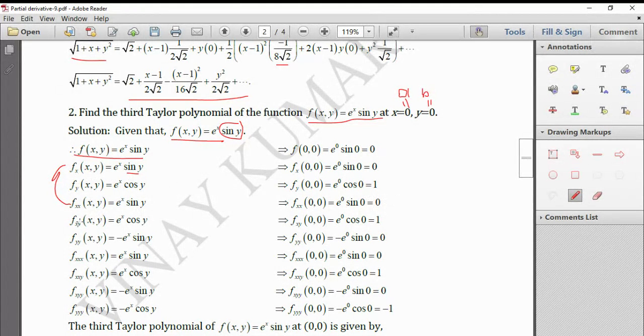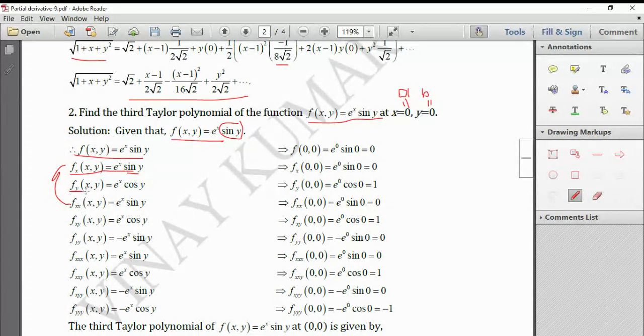Next, we need fxy. So we have to differentiate fx with respect to y. When you are differentiating with respect to y, your x is constant. So e to the power of x is constant. Derivative of sine y is cos y. Therefore, fxy at 0, 0 is e to the power of 0 into cos 0. e to the power of 0 is 1. Cos 0 is also 1. So you'll get 1.